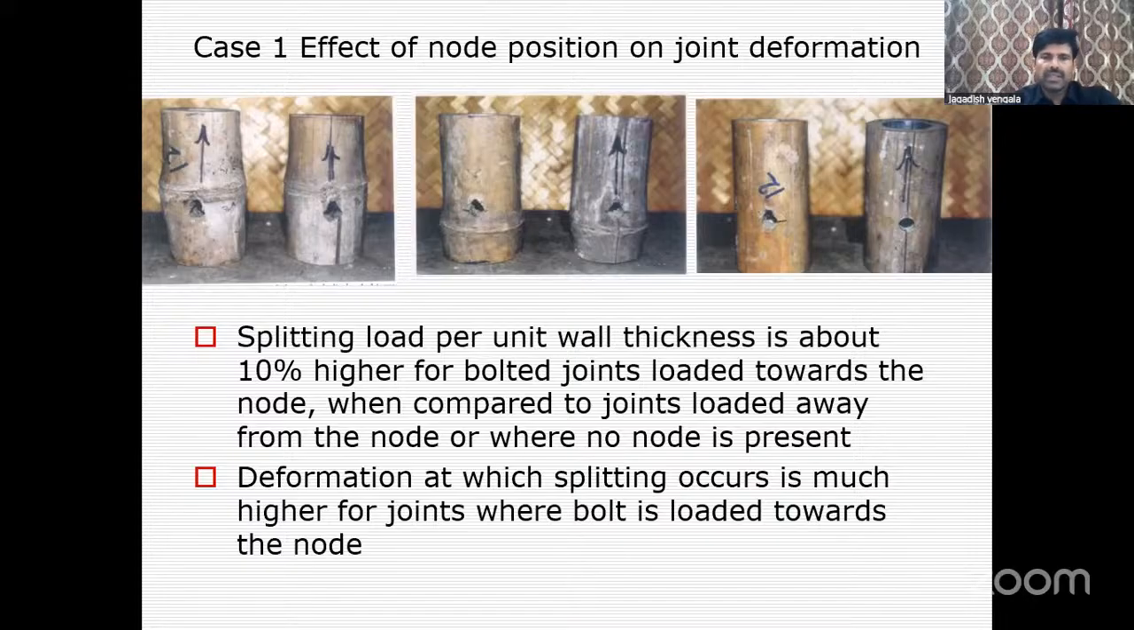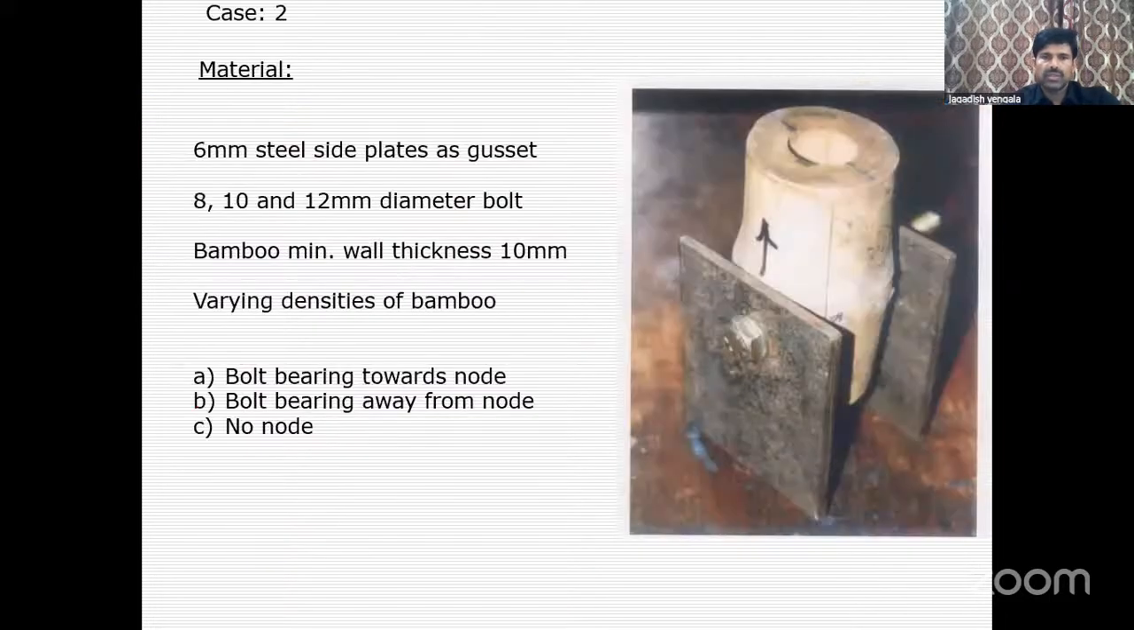The experimental result is that, as I already explained, bolt joints loaded towards the node are 10% higher. So next we'll take case 2. In the first case only a 12 mm bolt was taken, right? Now we'll go with 8 mm, 10 mm and 12 mm diameter bolts, and the bamboo minimum wall thickness is the same 10 mm we have taken.